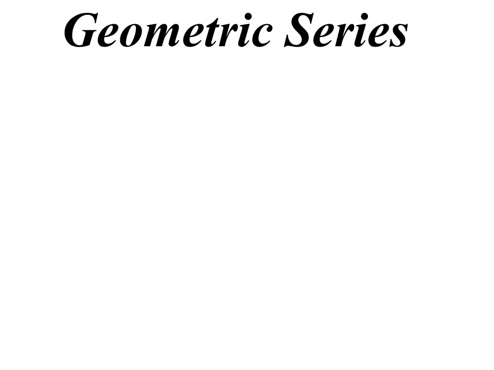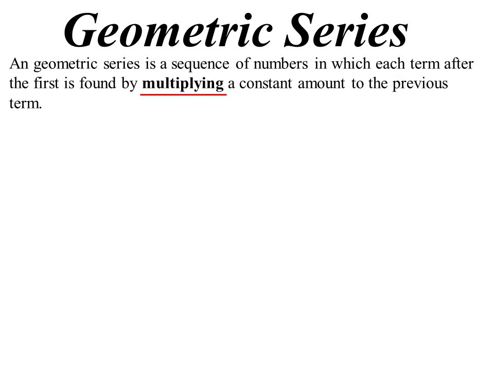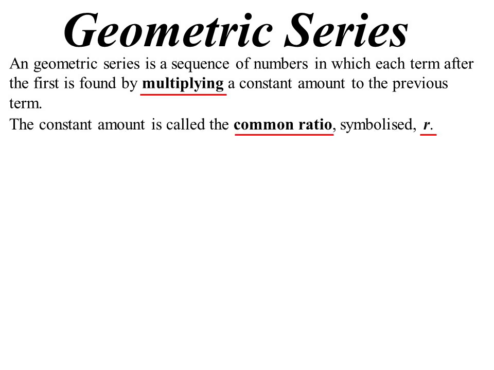The other type of series we're really interested in are these ones, the geometric series. Very similar definition, the only difference being we now multiply by a constant amount rather than adding a constant amount. So instead of having a common difference, we now have a common ratio. So symbolised R.